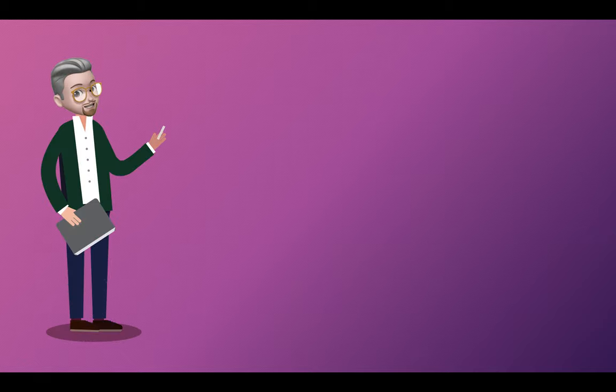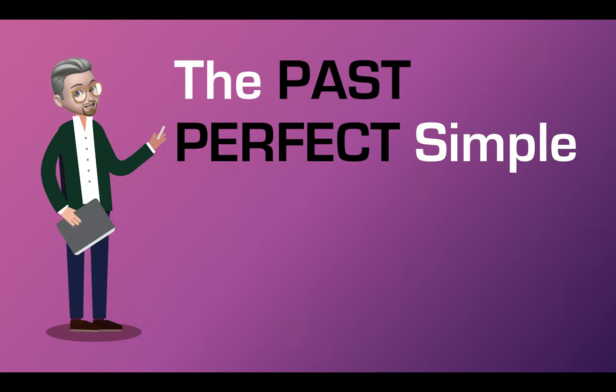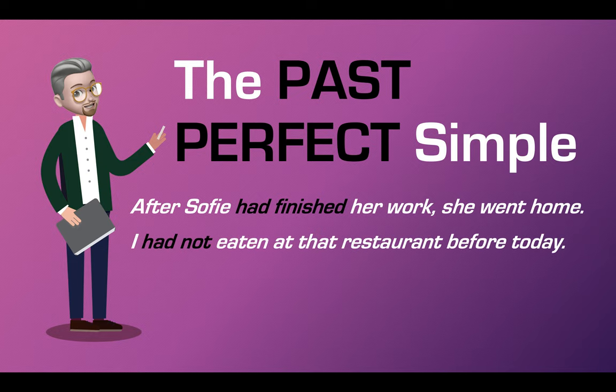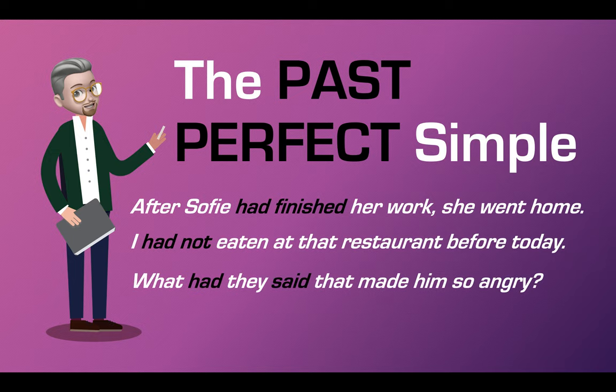On today's lesson, we're going to look at the past perfect simple. Let's take a look at some examples. After Sophie had finished her work, she went home. I had not eaten at that restaurant before today. What had they said that made him so angry?